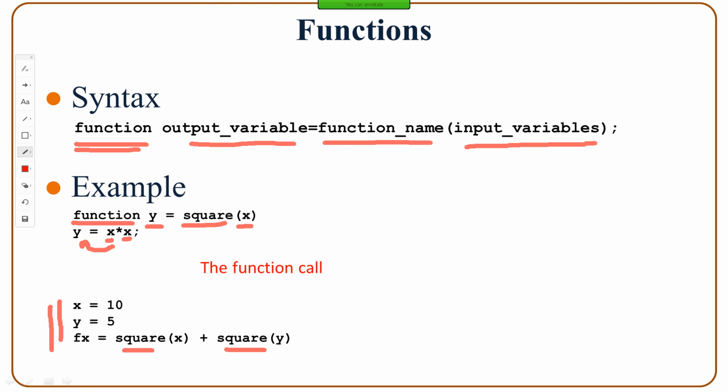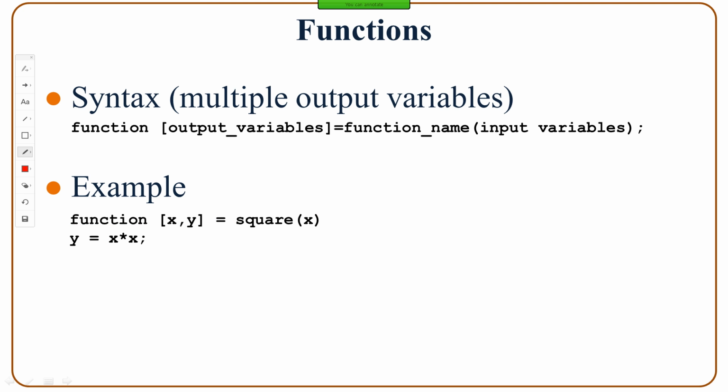This function returns both x and y. So when you call the function, you will specify both x and y. For example, when you call square and you want to get both x and y, you would do this: x, comma, y in square brackets, equals square, for example, 2, right? The input variable is 2, and it returns both x, which is 2, and y, which is x squared.